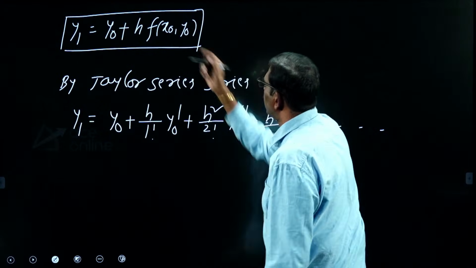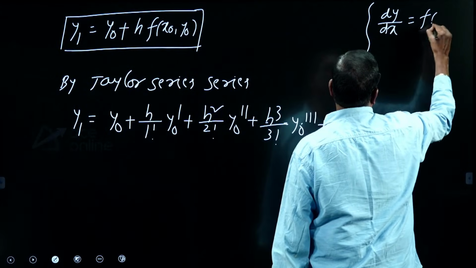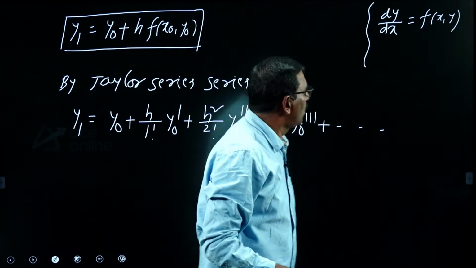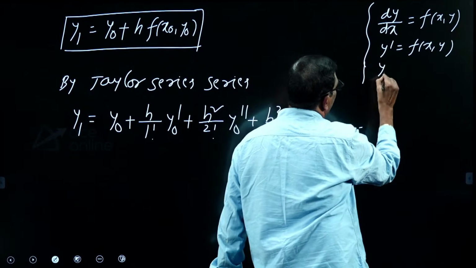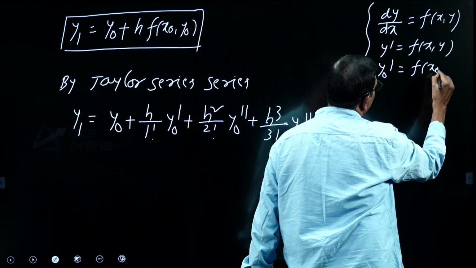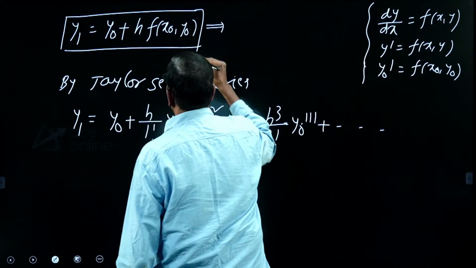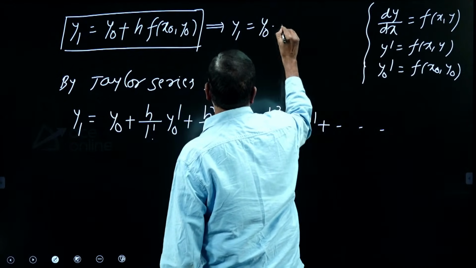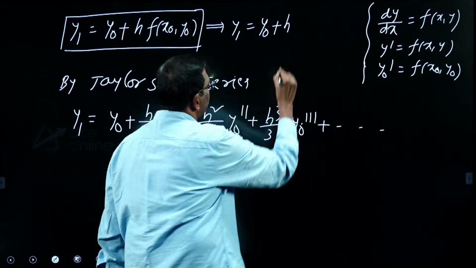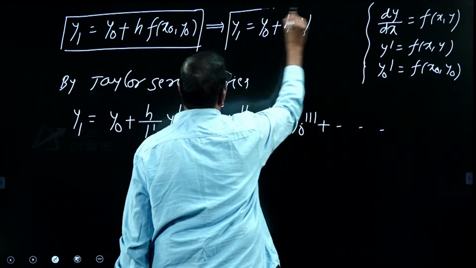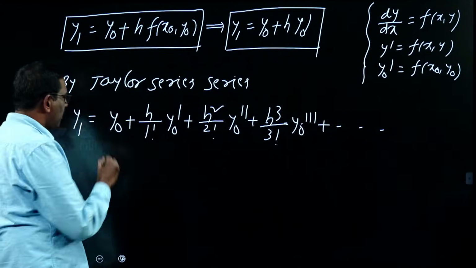Observe carefully here. Generally, dy by dx we write as f of xy. Dy by dx means y dash, or not? Y dash is equal to f of xy, or not? So, what is y0 dash? Y0 dash is nothing but f of x0 y0, just a notation. So, you can write y1 is equal to y0 plus h into f of x0 y0, which you can denote as y0 dash. Both are the same, don't confuse. Now observe carefully, actually this is a Taylor series formula.